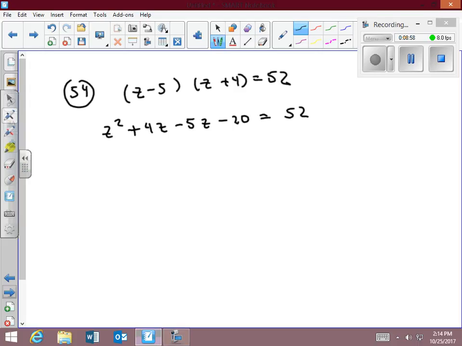So we're going to have Z squared. These two have Z's in them, so what do we have? 4Z minus 5Z is a negative Z. And then this minus 20, when that comes over, it comes over as a what? Negative 52. So what do we have? Z squared minus Z minus 72 equals 0. So we got 0 by itself. Now, is there any common factor?